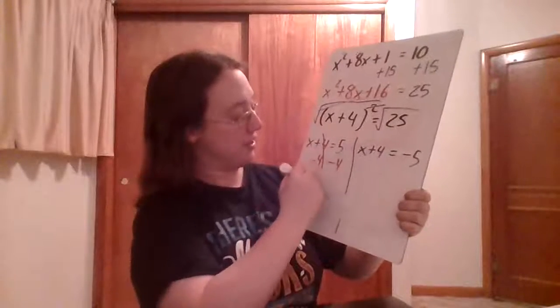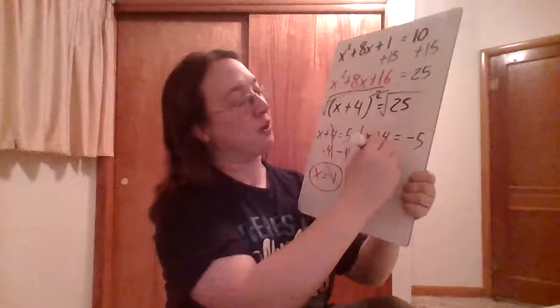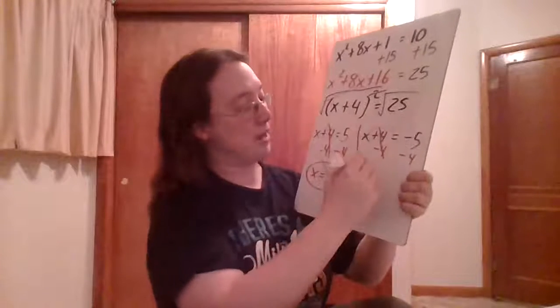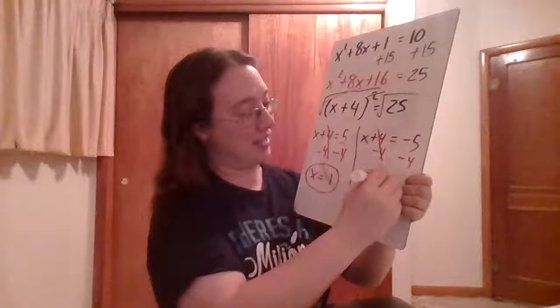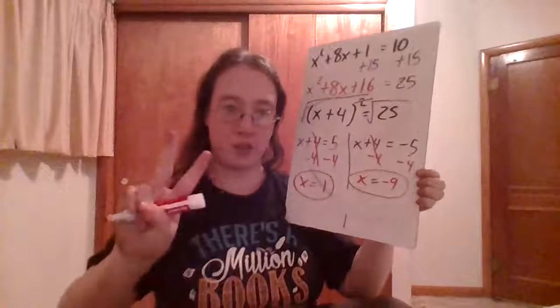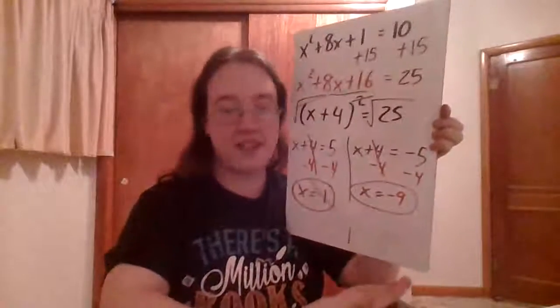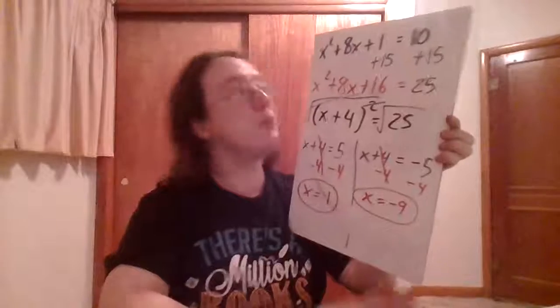And now we're subtracting 4. Those 4s are gone. 5 minus 4 is 1. And we're subtracting 4. Negative 5 minus 4 is a negative 9. And there we go. We got our 2 answers. We are good.